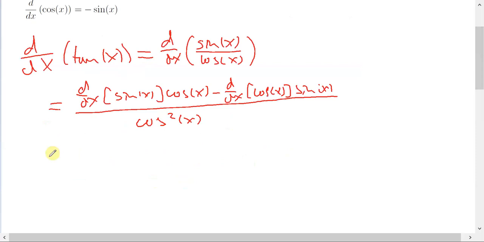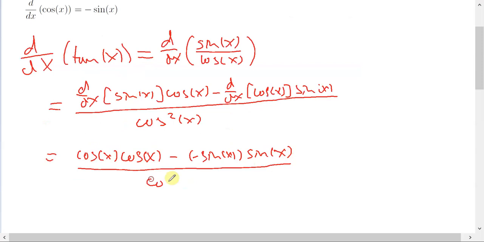And so I'll go through and apply each of the derivative formulas. So the derivative of sine we know is cosine, and we have a cosine there from the quotient rule. Minus the derivative of cosine, which is minus sine, and then that's times the sine that's there from the quotient rule. And that's all divided by cosine squared. So the derivatives are all done.